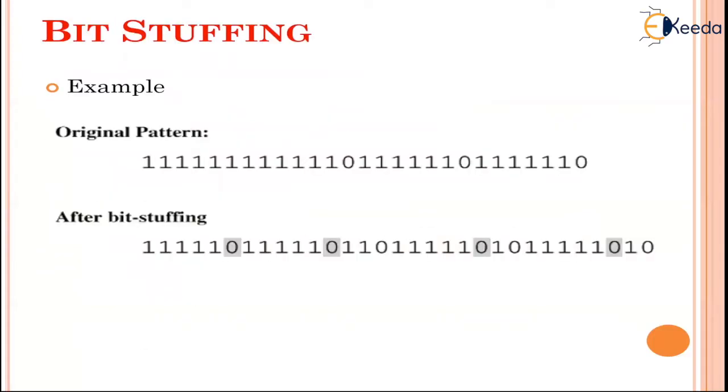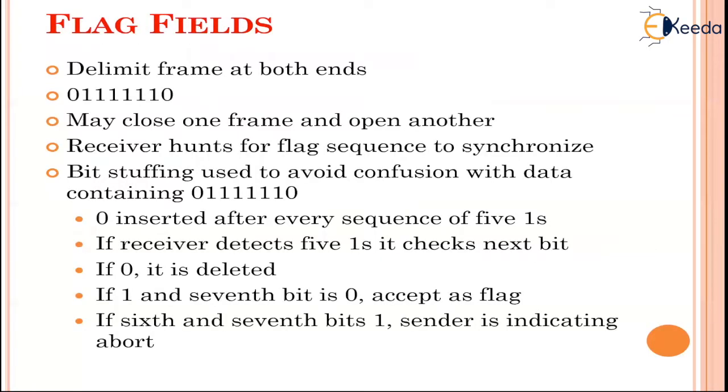After detecting a starting flag, the receiver monitors the bit stream. When a pattern of five ones appears, the sixth bit is examined. If this bit is 0, it is deleted. If the sixth bit is 1 and the seventh bit is 0, the combination is accepted as a flag. If the sixth and seventh bits are both 1, the sender is indicating an abort condition.